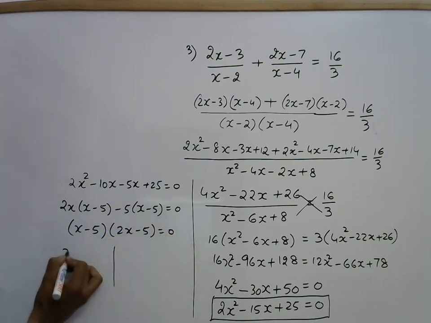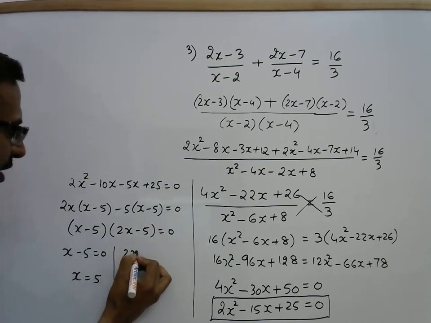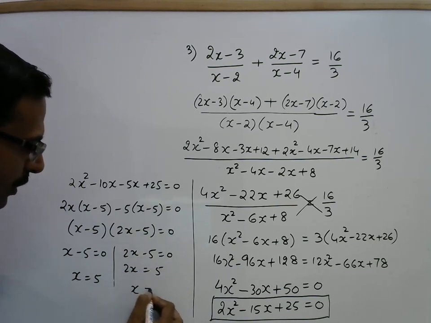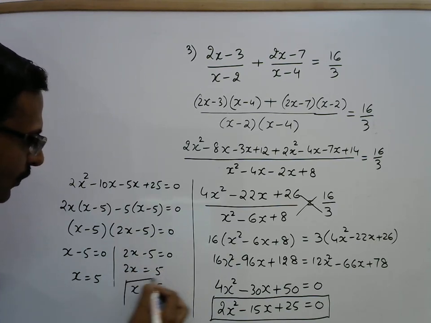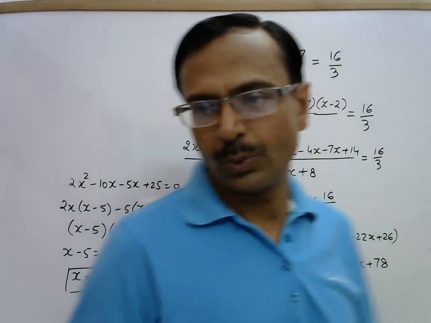Put them separately equal to 0. x minus 5 is 0 becomes x equal to 5. And 2x minus 5 equal to 0 gives you 2x equal to 5, or x equal to 5 upon 2. So you have the two answers, x equal to 5 and x equal to 5 upon 2.